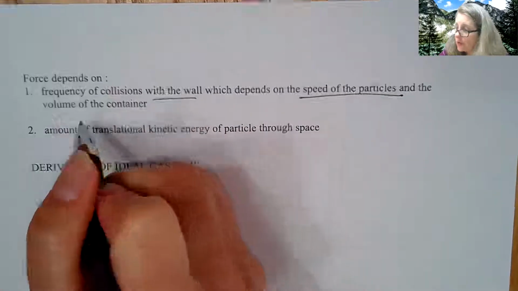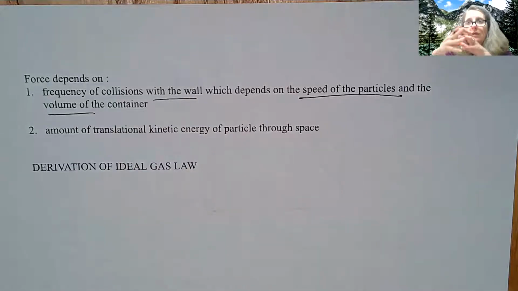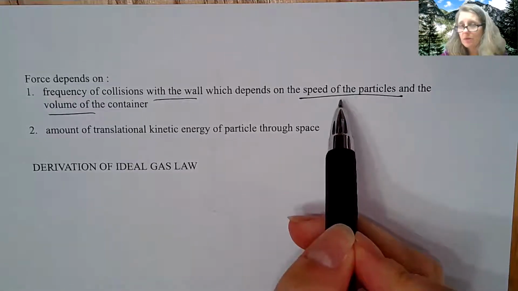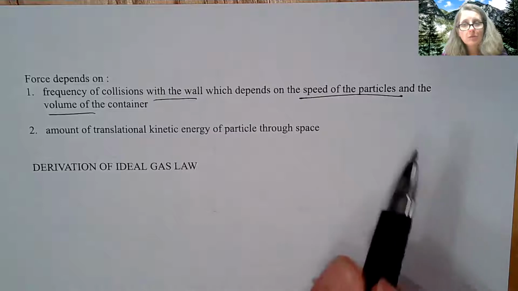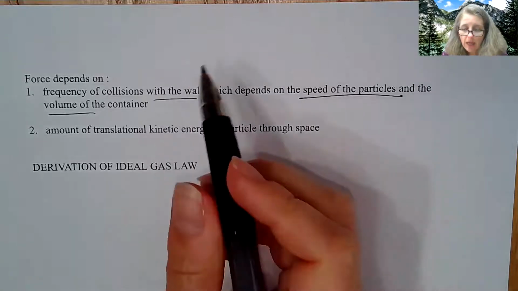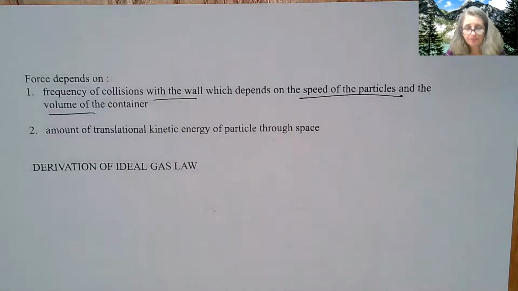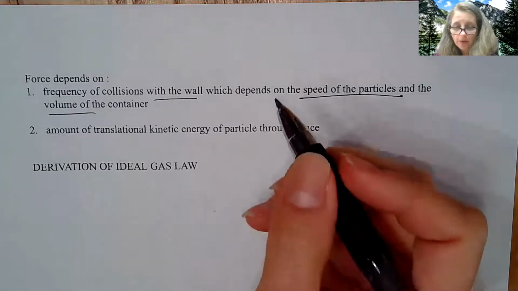So again, and also the volume of the container. If you have a very large container, you're going to have much less frequency of the collisions because there's so much space for the gas to go, and gas will always fill the container. The speed of the particles can also be due to the mass of those particles and how quickly they move. And then the second part here is the amount of translational kinetic energy for the particle through space.